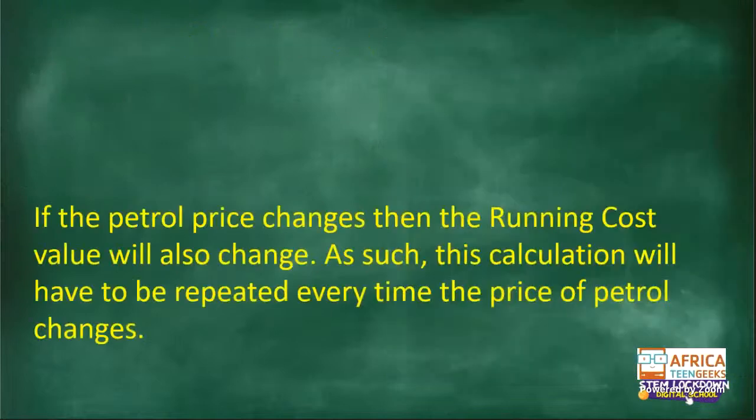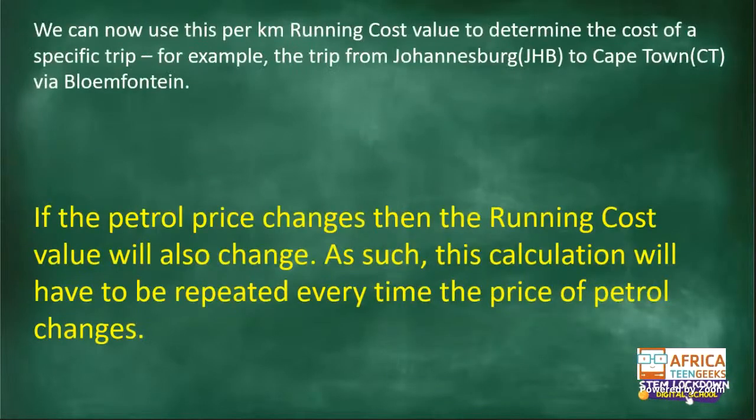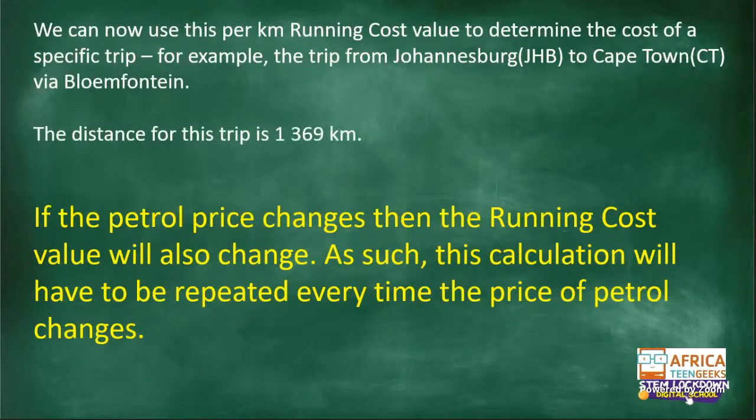And of course, this has shown that if you take now a trip from Johannesburg to Cape Town, you can just multiply that 1 rand 24 by 1,369. And of course, it will give you 1,706. So that will be the cost of your trip. But if you multiply that by 2, it will be around 3,400. And that is only on the running cost only.